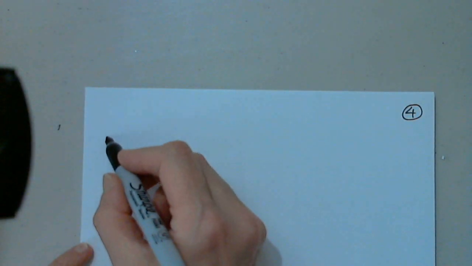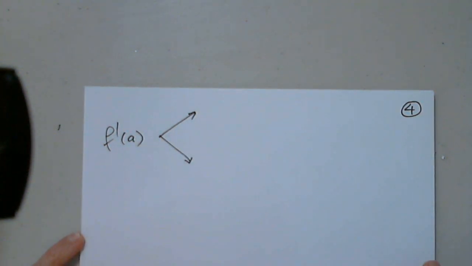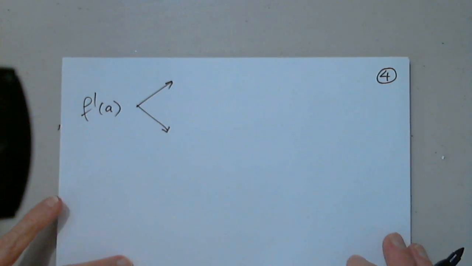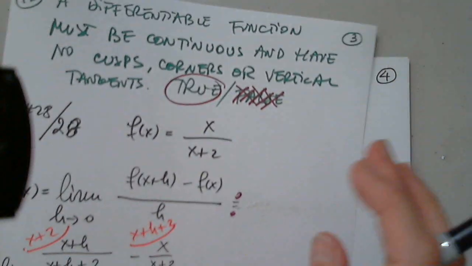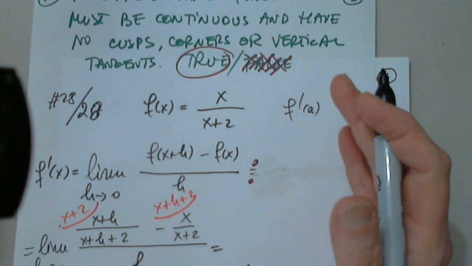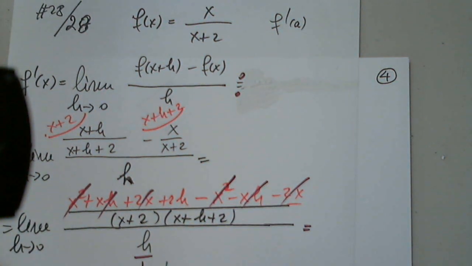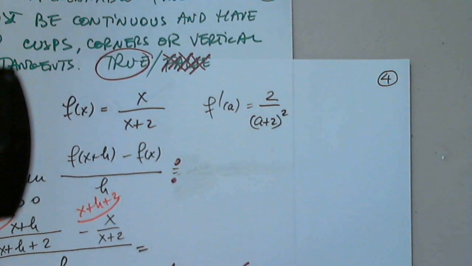So I think I'm on page 4. For f prime of a, we do have two definitions, and I did not get the chance to present those definitions to you last time. In case we are asked to find f prime of a, I said, find f prime of x, and then say, okay, fine. If f prime of x is this, then f prime of a will be 2 over (a plus 2) squared, in case the question was asking for f prime of a. That's all I was saying.